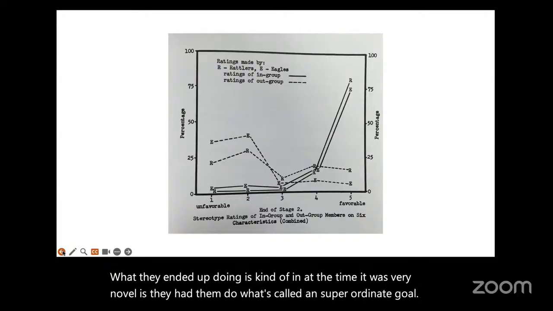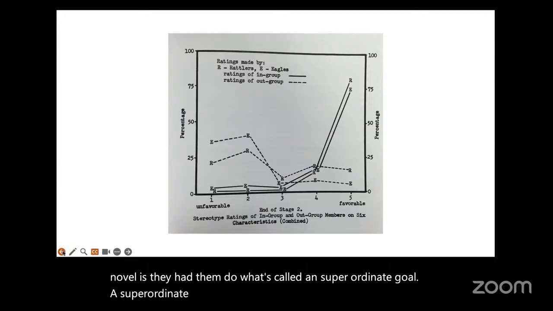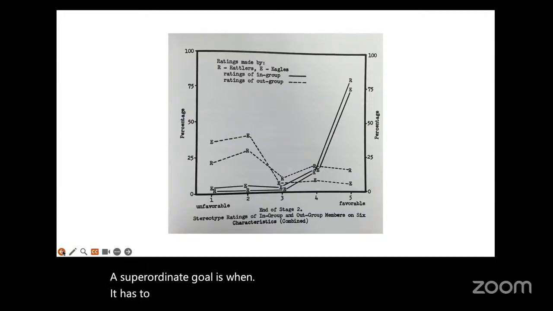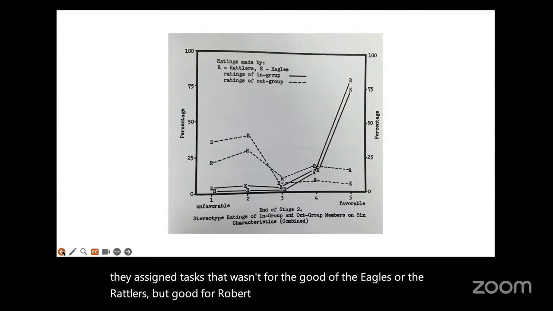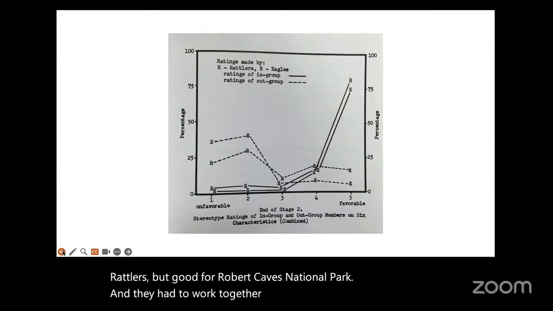A superordinate goal has to do with both groups working together. So what they did is they assigned tasks that weren't for the good of the Eagles or the Rattlers, but good for Robbers Cave National Park. And they had to work together to achieve this superordinate goal.